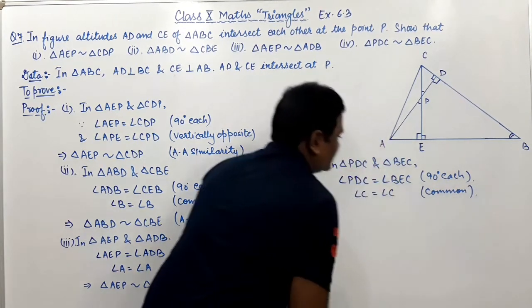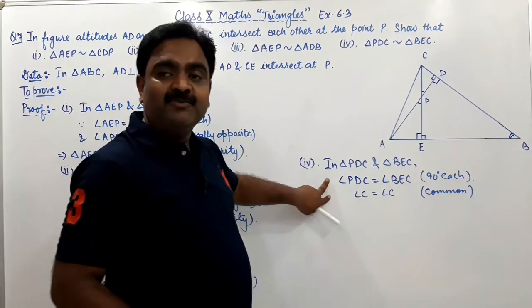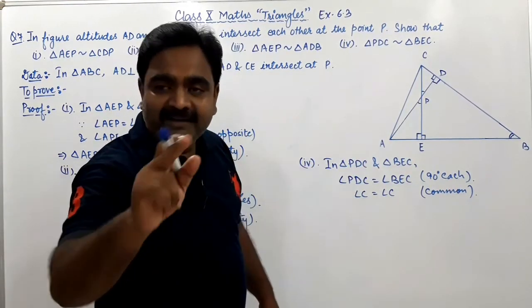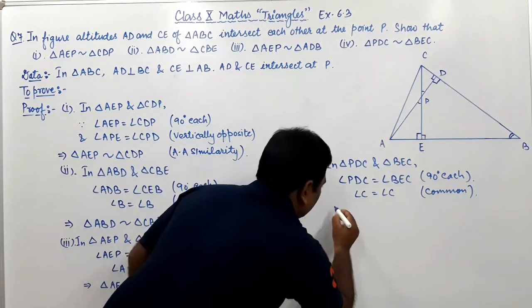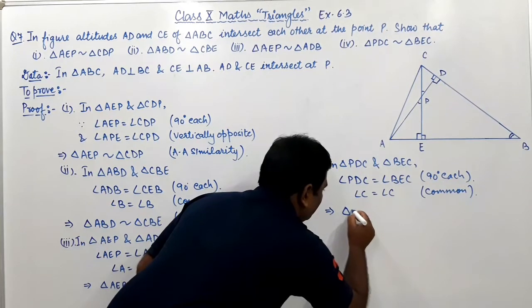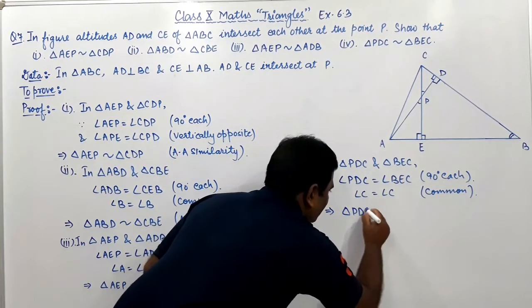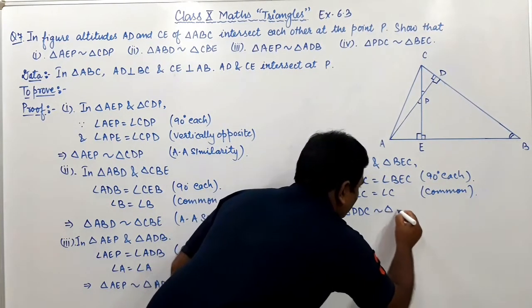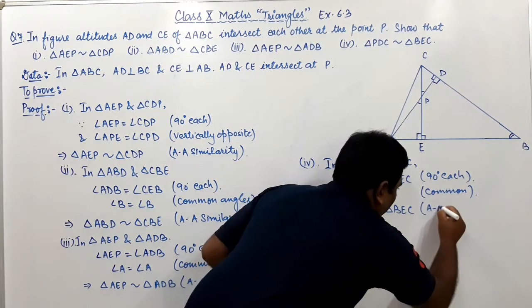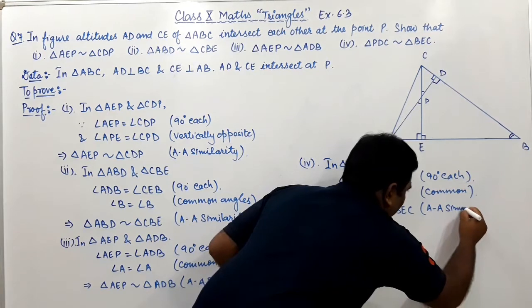They are common angles. So, as these two angles, corresponding angles are equal in these two triangles, so they are similar by angle similarity. Therefore, you can write triangle PDC is similar to triangle BEC by angle similarity.